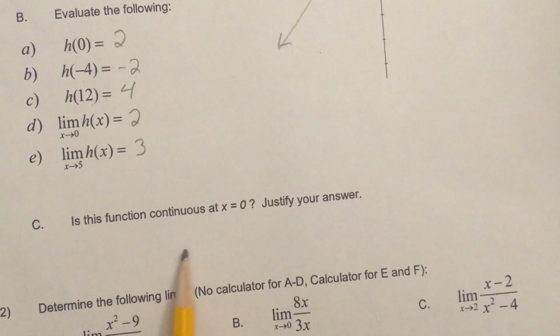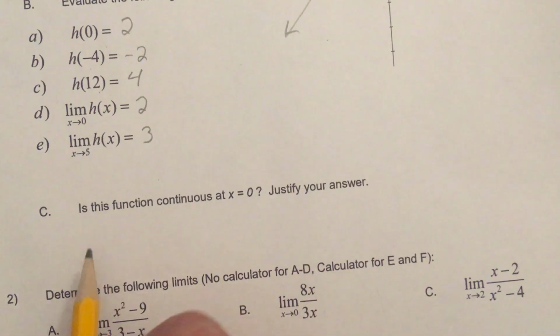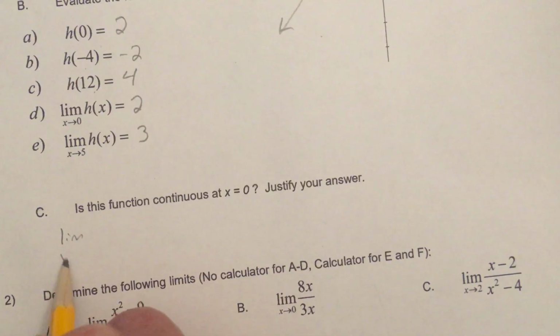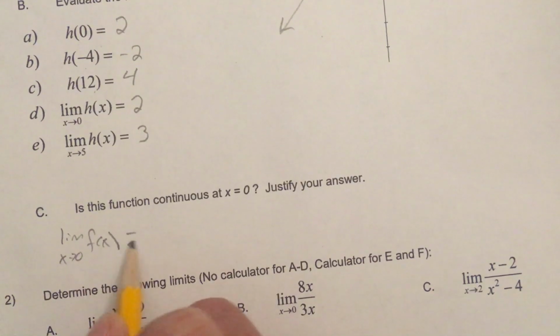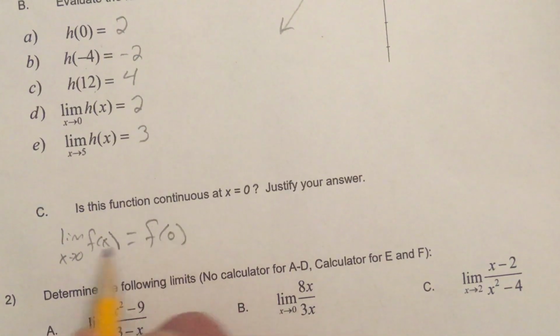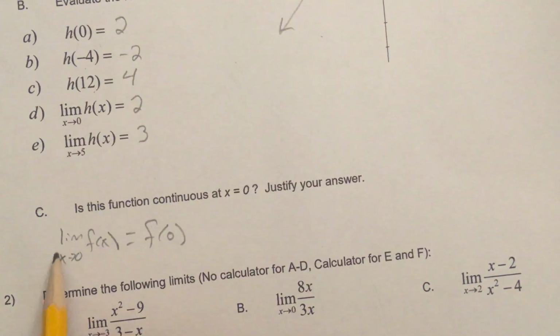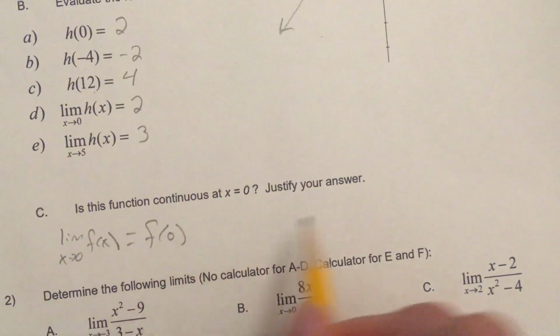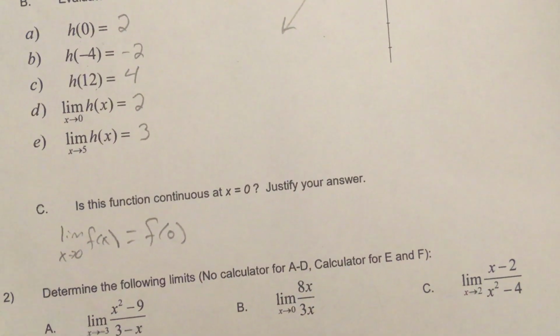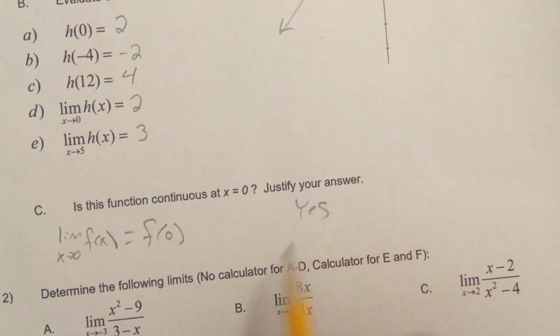C says, is the function continuous at 0? Justify your answer. Well, we definitely have a limit as x approaches 0, okay? And we have a function value at 0, and those two are equal. So you'd want to list that out in 3 separate things. We have a limit, we have a function value, and they're equal to each other, so the answer is yes.